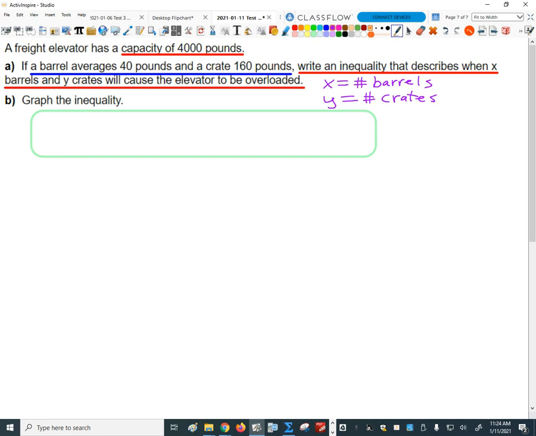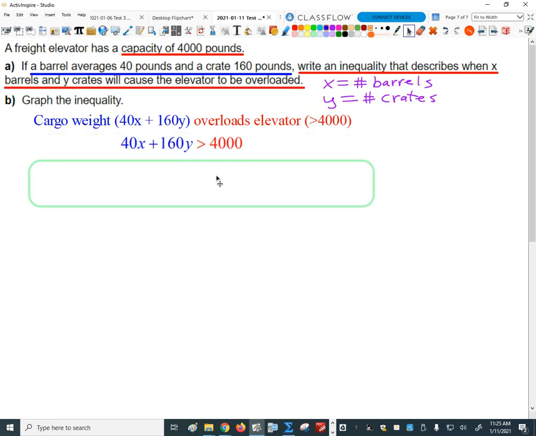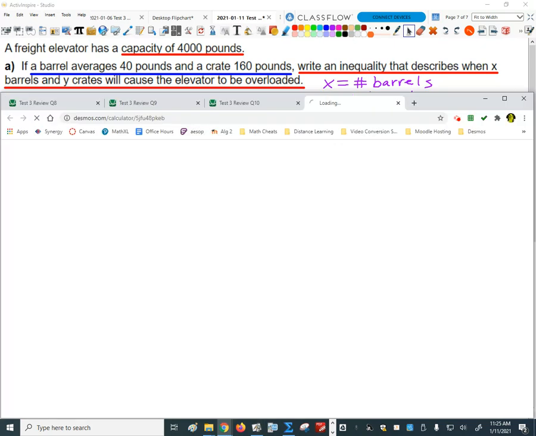Okay, so what about the first part of that? We need to come up with an expression that predicts the weight of X barrels and Y crates. What do you think about that one? Let's see, McKenna. Would you do 40x plus 160y is less than or equal to 4,000 pounds? But we said greater than because we're overloading it, right? Oh. Yeah, but you had the right idea, right? So there we go. The cargo weight, which would be 40x plus 160y, overloading the elevator means, when is that greater than 4,000?